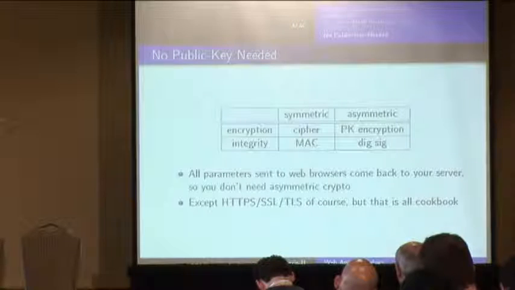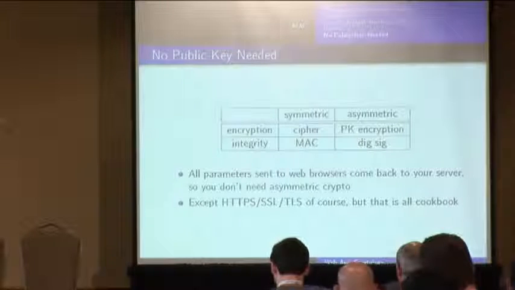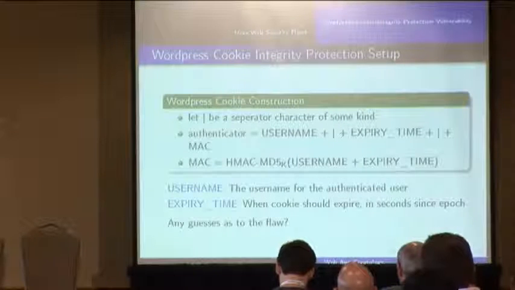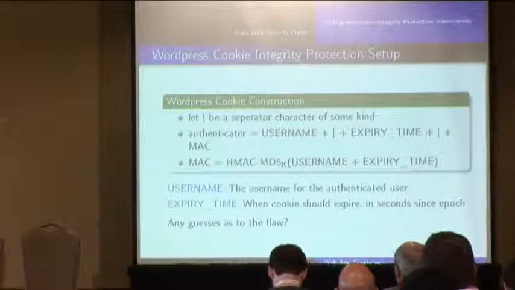So once again, in web apps, everything that you send out comes back to your own server generally, so you don't need asymmetric crypto, with the exception of TLS, of course, but that's all cookbook. So let's get to the good stuff. The WordPress cookie integrity protection.